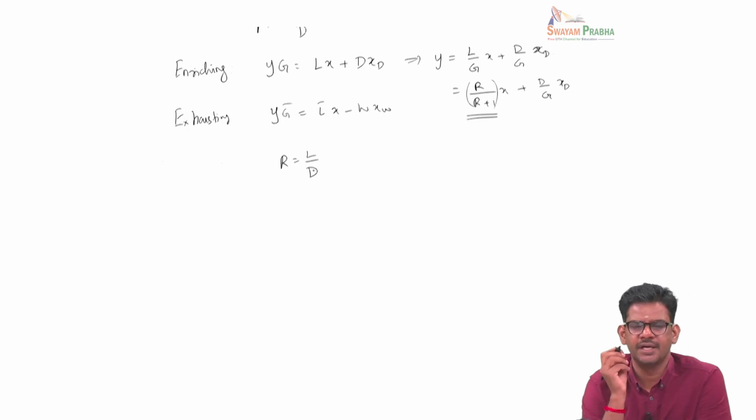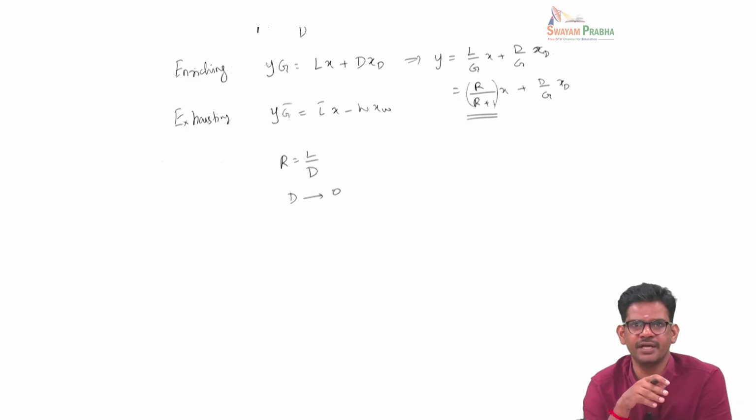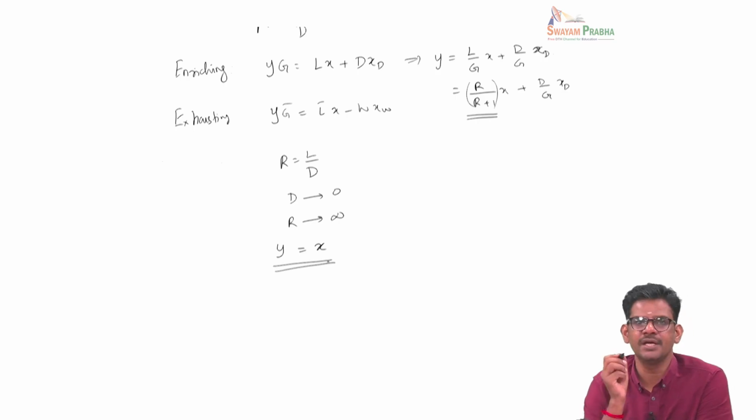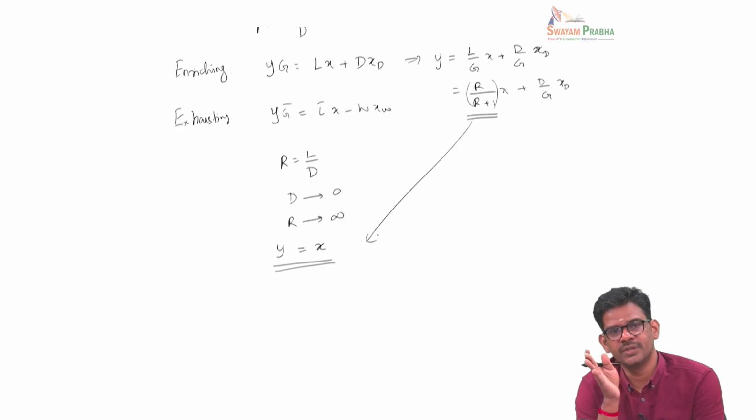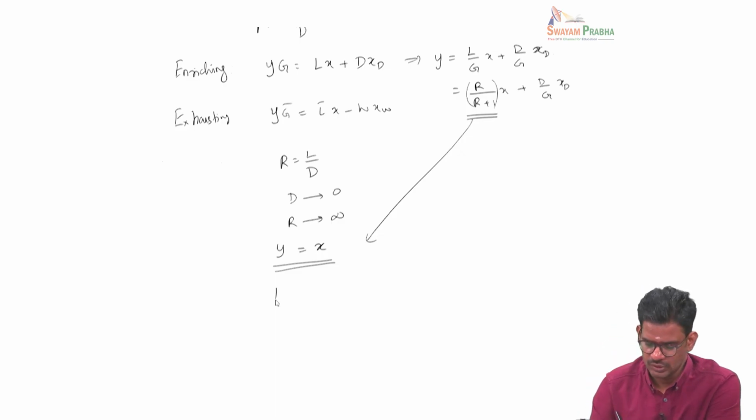Suppose we return all the distillate back to the column, so that means actually D tends to 0. We are not drawing any product out. We are sending all the condensate back to the column. So this means actually R tending to infinity. If this R tends to infinity, then Y becomes equal to X, meaning the enriching operating line will coincide with the 45-degree line. Okay, and this is what we call total reflux.